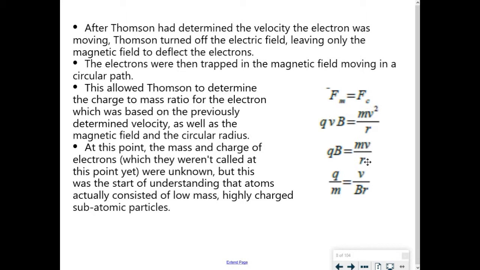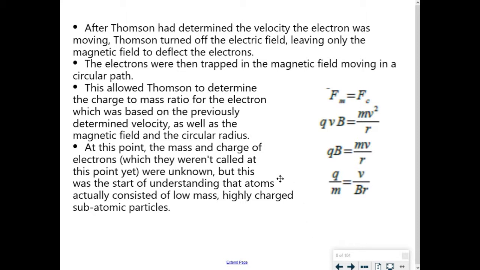He was then able to take this radius right here, this velocity right here, and this magnetic field strength right here, put them all on one side of the equation, and solve for a charge to mass ratio, where he didn't know charge or mass. But he was able to calculate that there was a relationship between how much charge these particles must have had and how heavy they were.